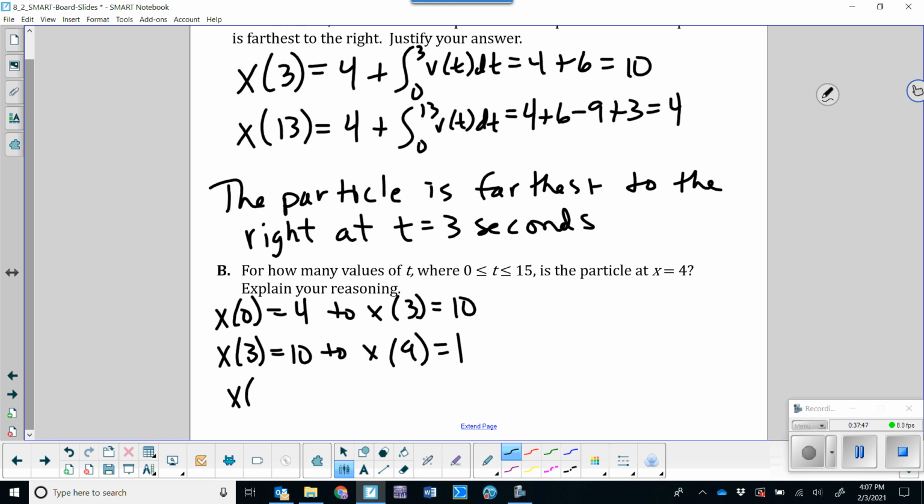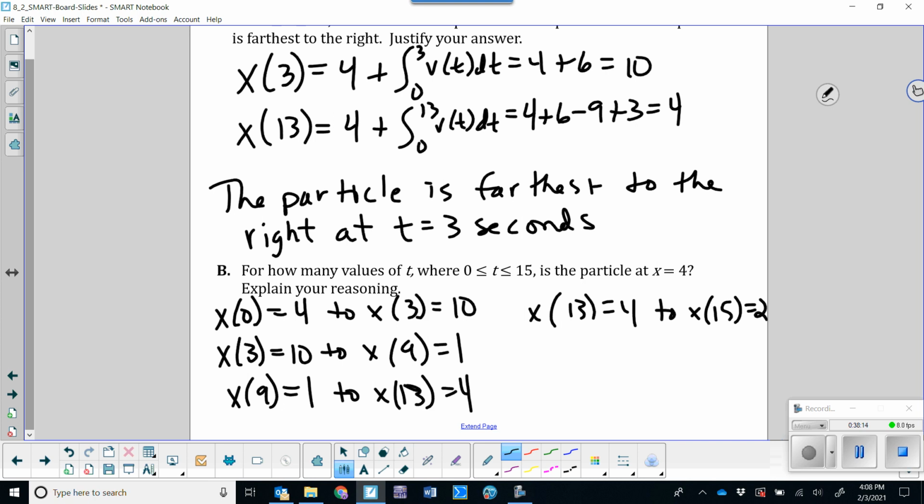And then if we go x of 9, which was position 1, to x of 13, which was at 4, then again, we got a value where it was 4. And then if we go x of 13 equals 4 to x of 15 equals 2, that does not pass through 4. So we do have 3 times when it should equal 4, and that's at 0 and 13 for sure, and then somewhere between 3 seconds and 9 seconds.